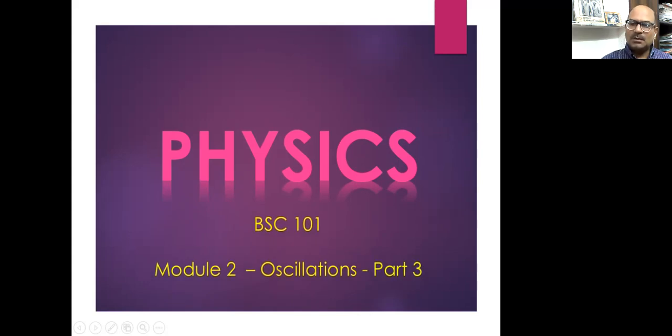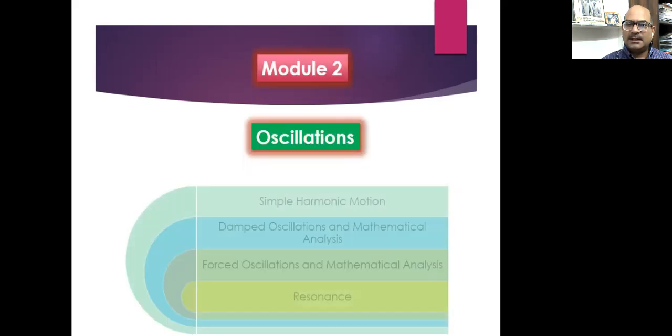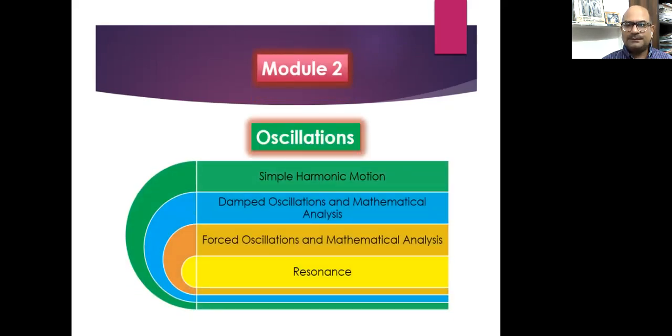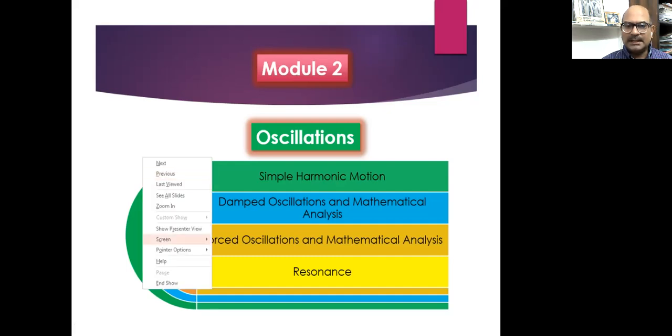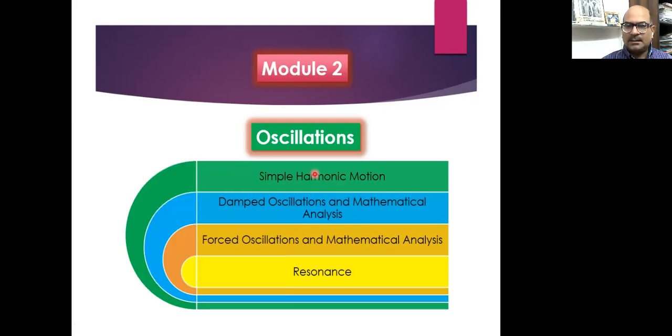So we are into part three of module 2, oscillations, in which we are discussing simple harmonic motion. These are the parts of module 2, and we are into the simple harmonic motion part. Then we move to damped oscillations and other topics. But this is the third part of SHM.